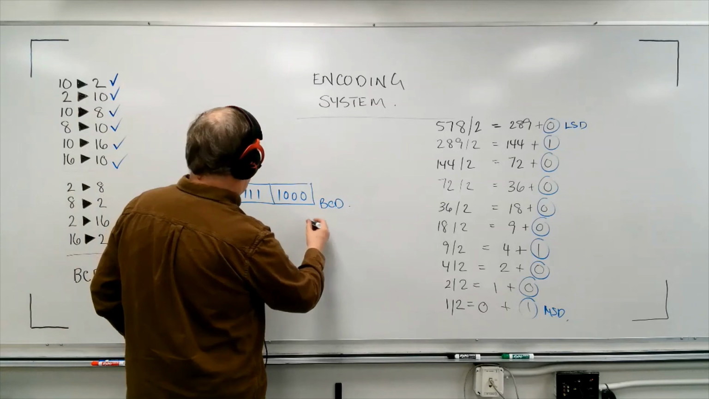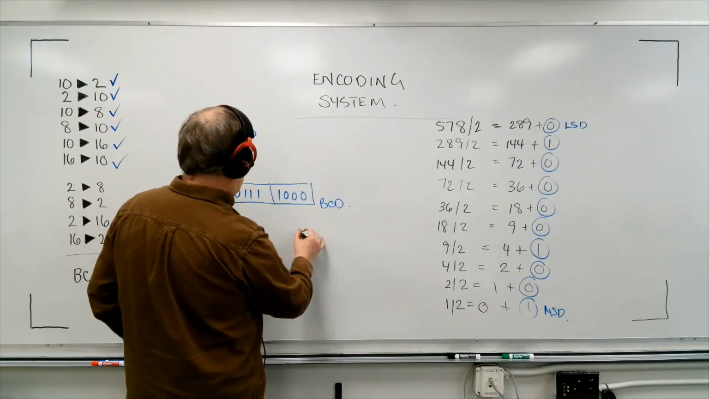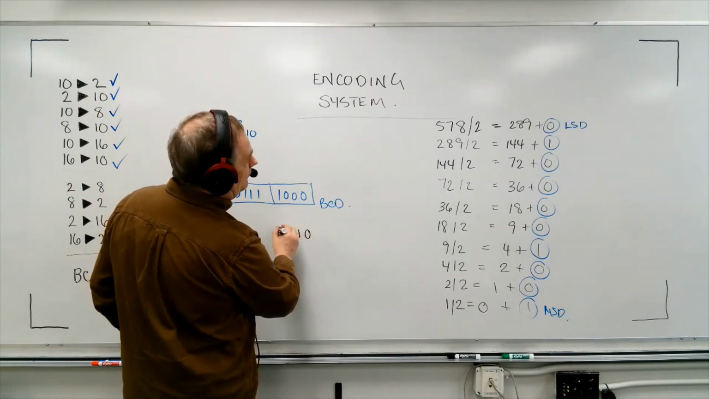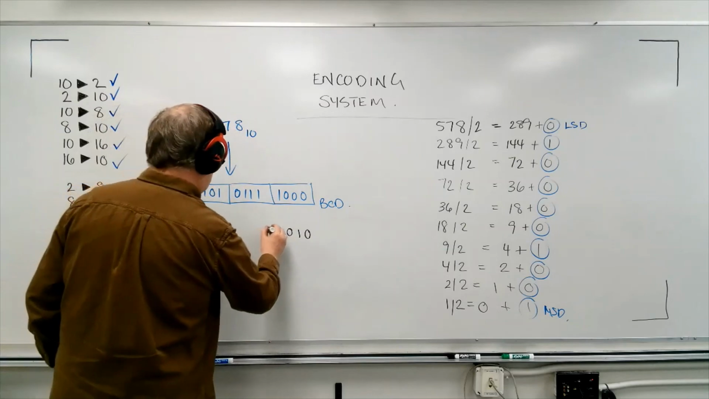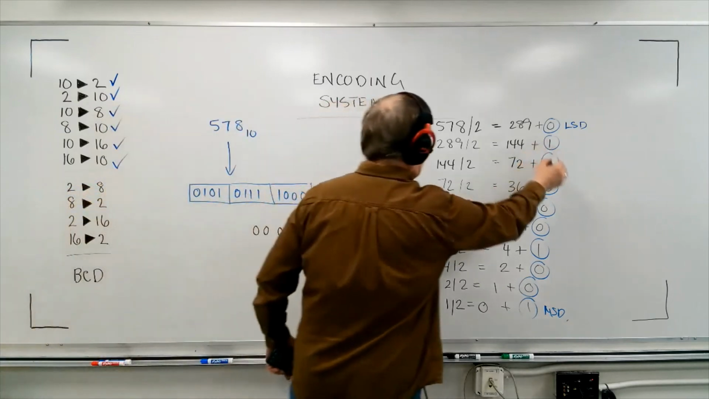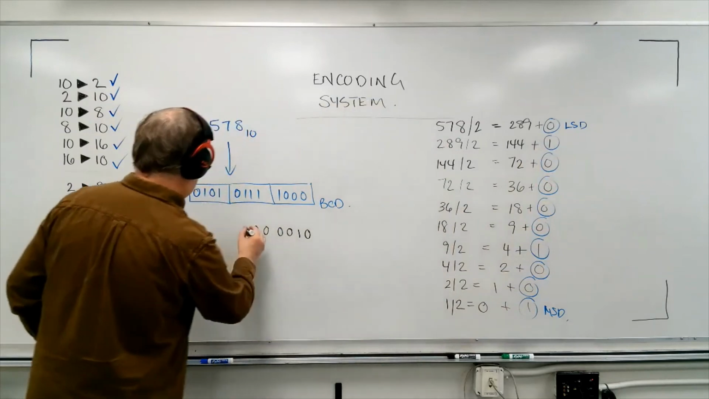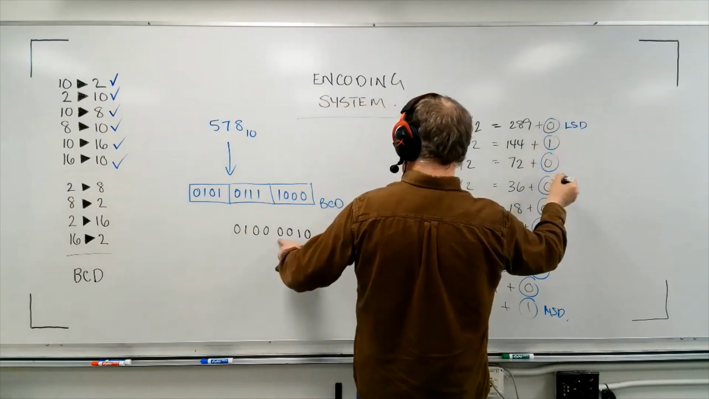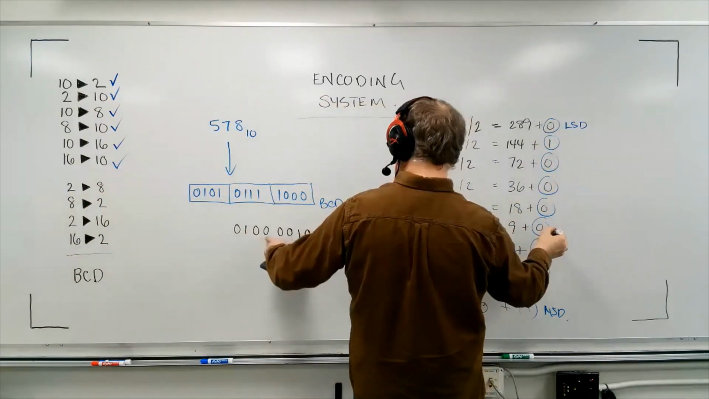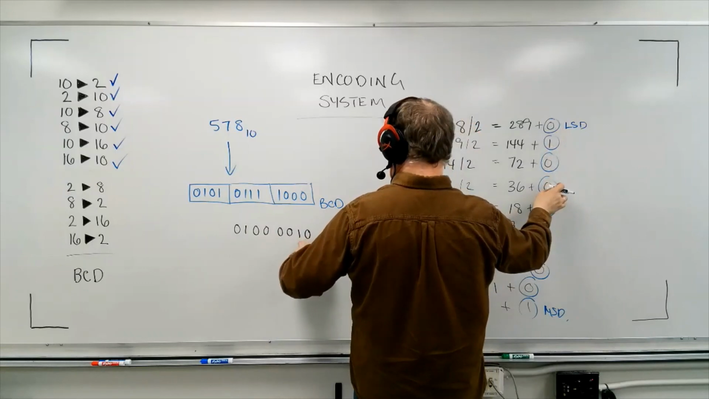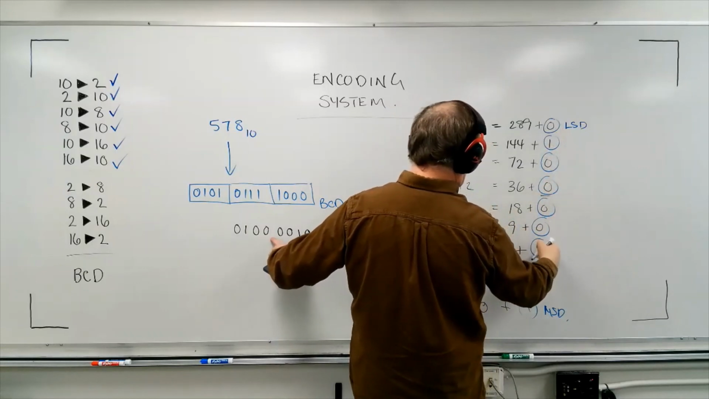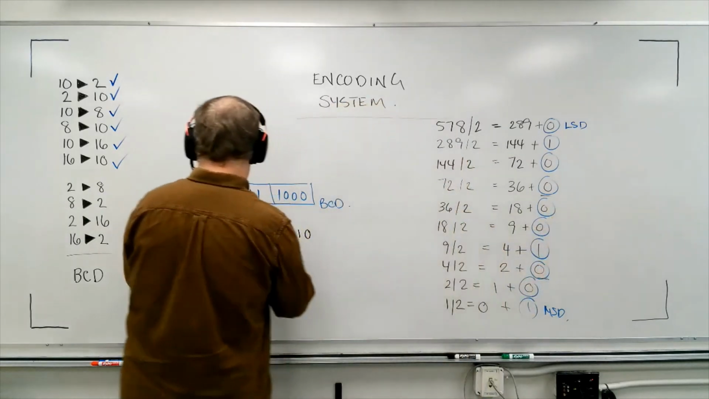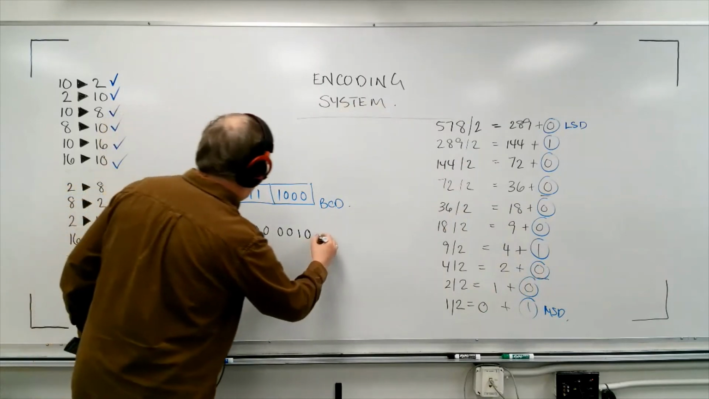So this is going to be 0, 1, 0, 0, 0, 0, 1, 0, and that takes me up to there. And I'm left with a 0, 1. And this is the binary number.